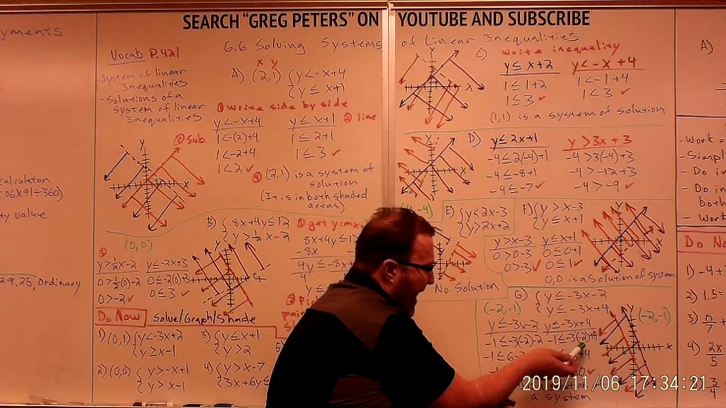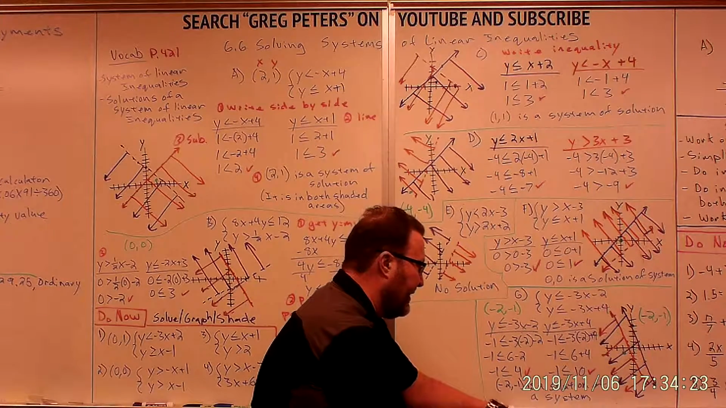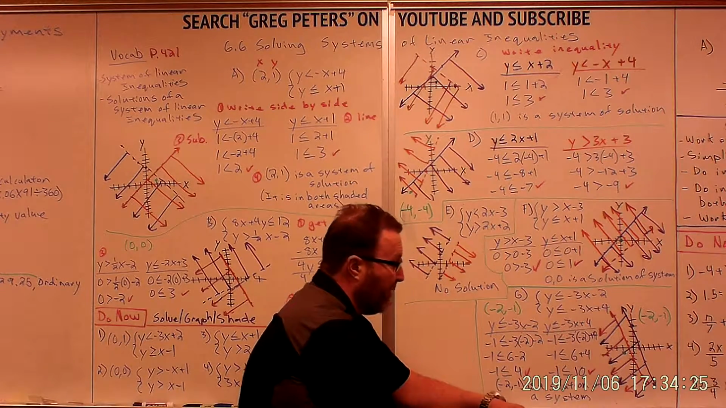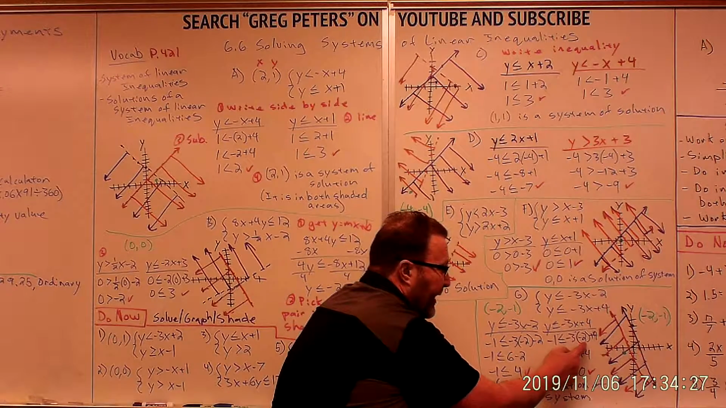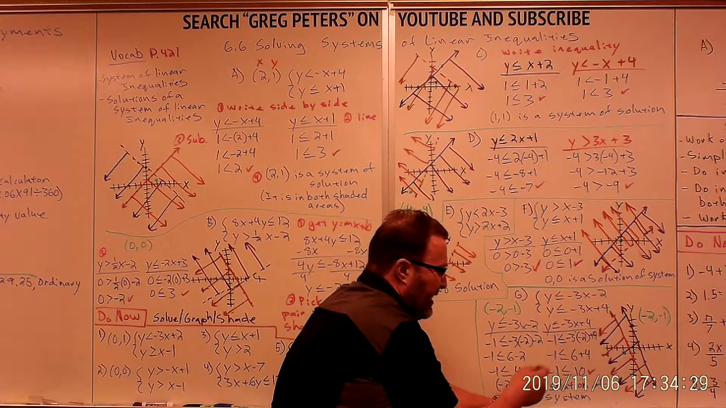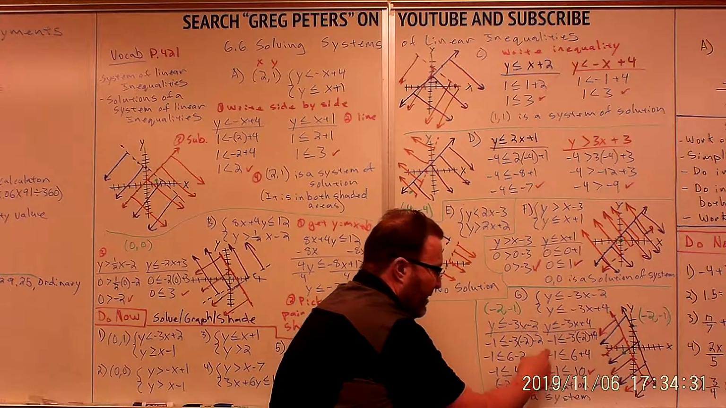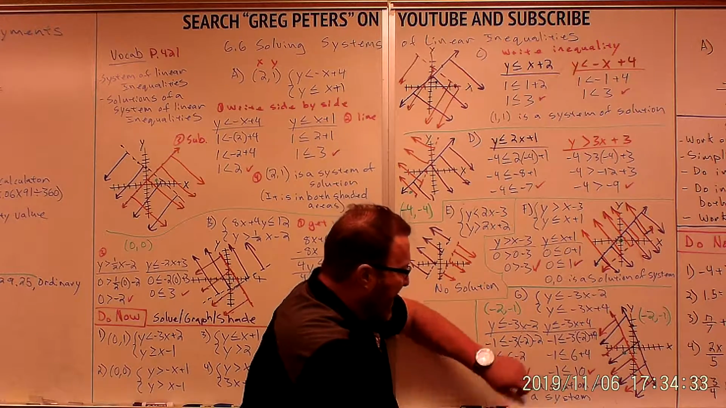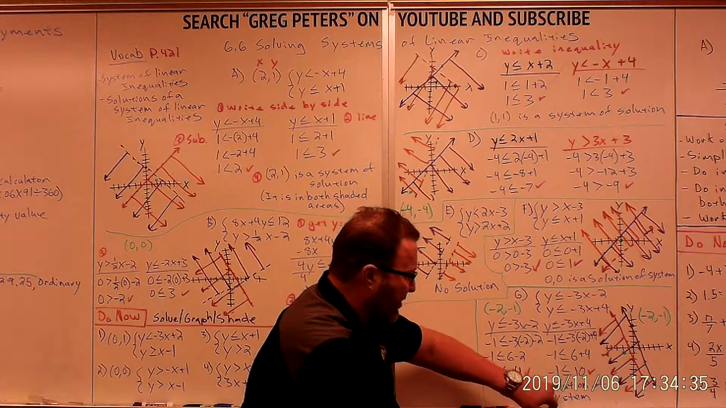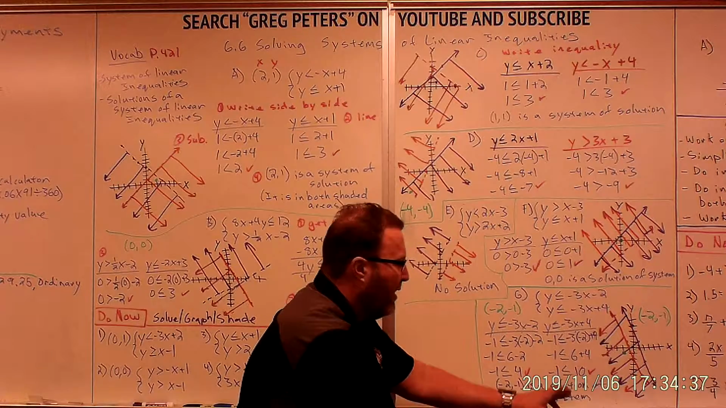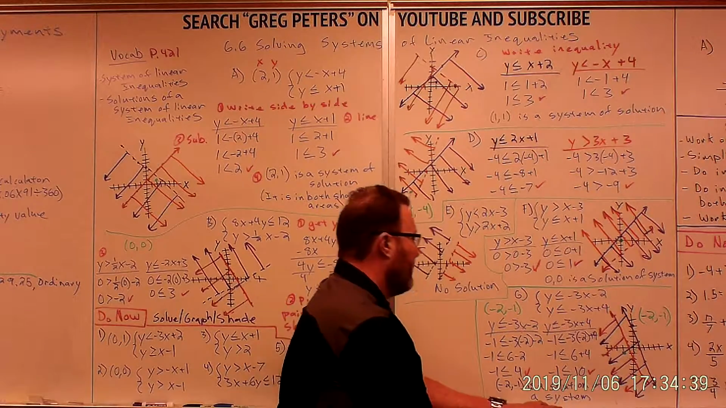Bring down the negative 3. The x is going to be negative 2 inside parentheses. Bring down the plus 4. Then we're going to solve. Negative 3 times negative 2 is positive 6. Bring down the 4. 6 plus 4 is 10. Bring down the negative 1. Is negative 1 less than or equal to 10? Well, yes. 10 is greater than negative 1.